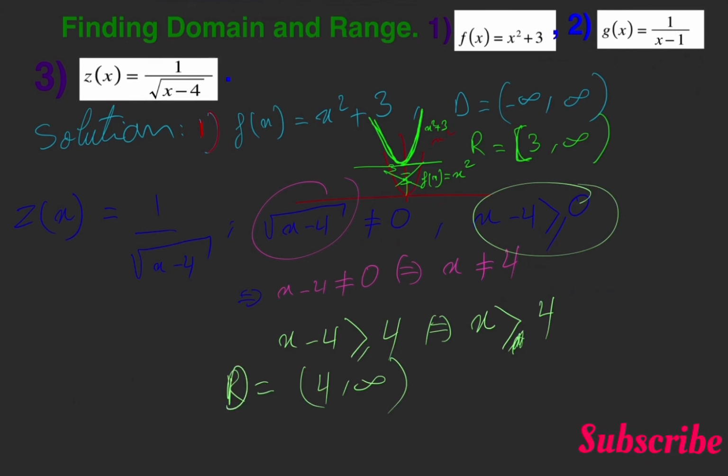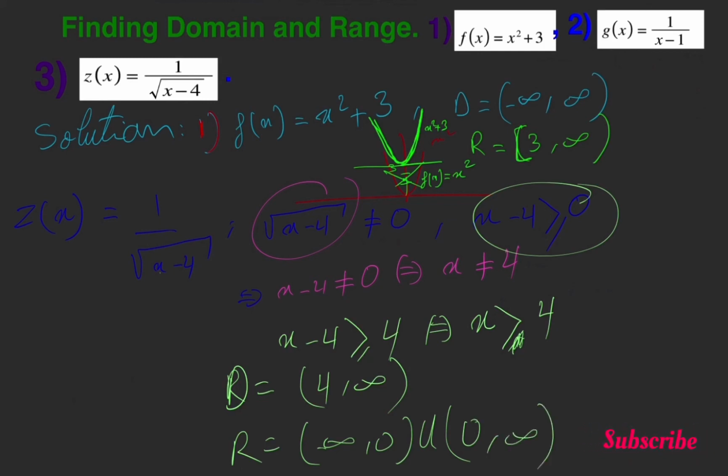So let's find the range. The range of this function, since the power in the denominator is bigger, is going to be 0. So the range is from negative infinity to 0, united with 0 to infinity. So it's going to be.